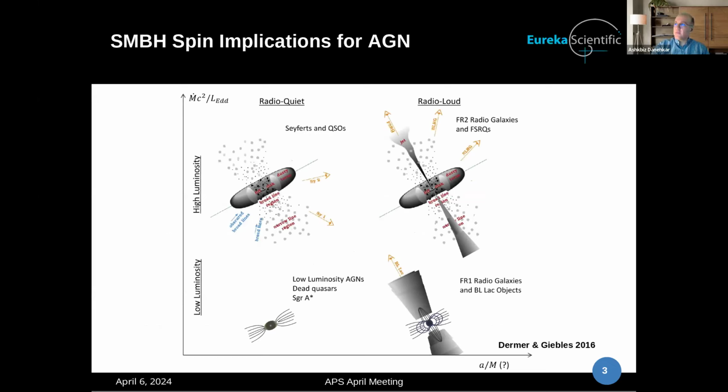It is believed that spin has some effects on outflow in AGNs, in radio-loud and radio-quiet ones. In radio-loud, some people believe there are negative spins, and in radio-quiet also, and the intensity of the outflow could be affected by the spin value.